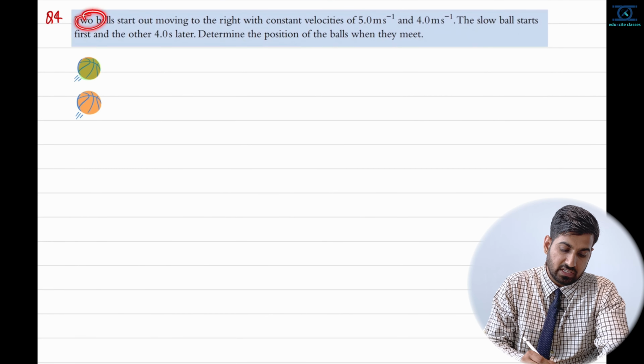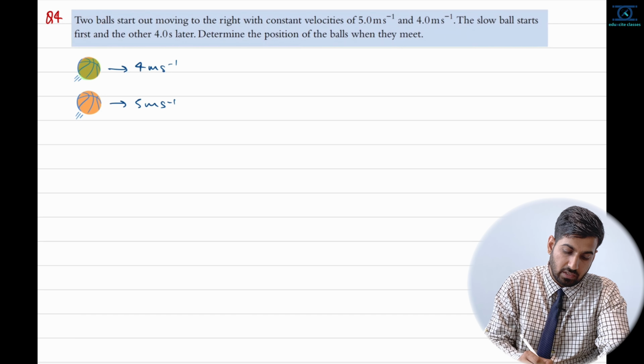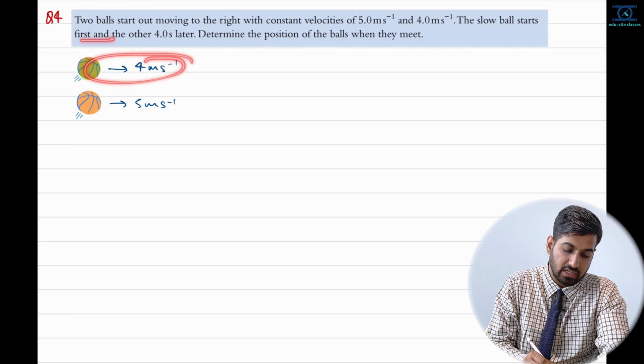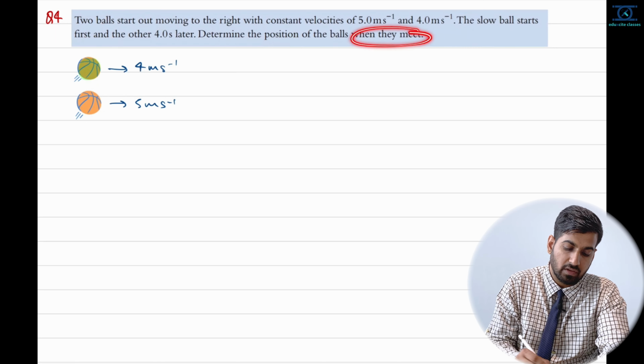There are two balls starting out to the right with constant velocities of 5 and 4. So let us say this is 4 meters per second and this is 5 meters per second. The slower ball starts first and the other starts 4 seconds later. So this will go, and after 4 seconds this will start. Determine the position of the balls when they meet.